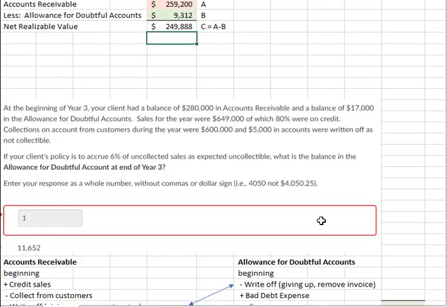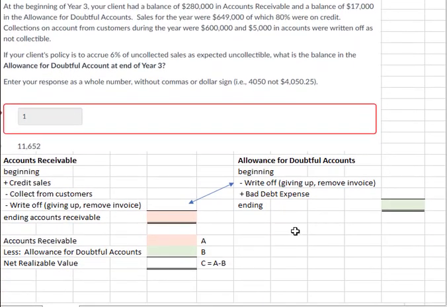Let's try another one. So here at the beginning of year 3, the client had 280. All right, so beginning accounts receivable here. And beginning doubtful accounts, 17,000. All right. Sales for the year were 649, 80% on credit. Okay, so 649,123 times 0.8. Collections were 600,000. That will make accounts receivable go down. And write-offs will make accounts receivable go down and the allowance go down.